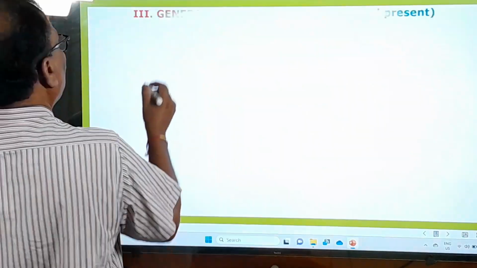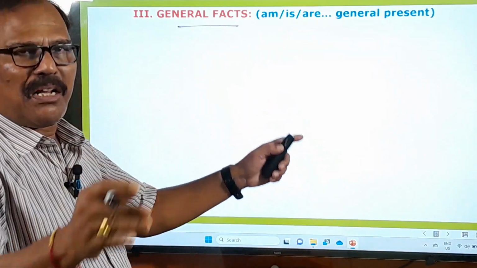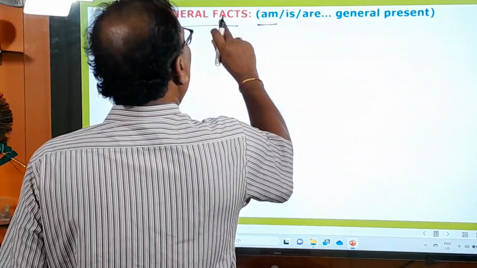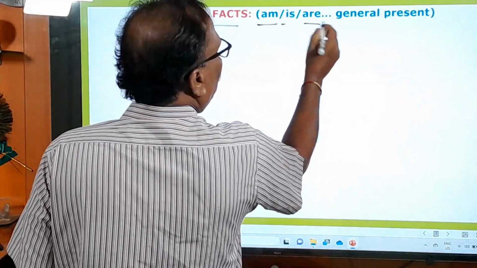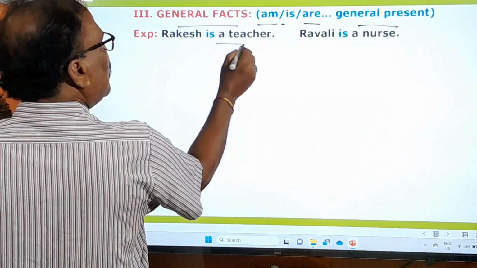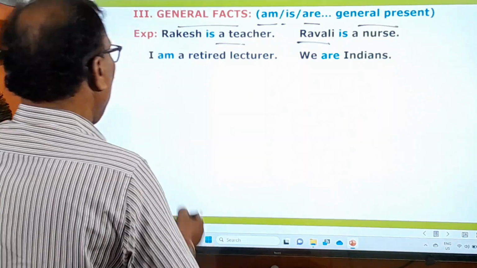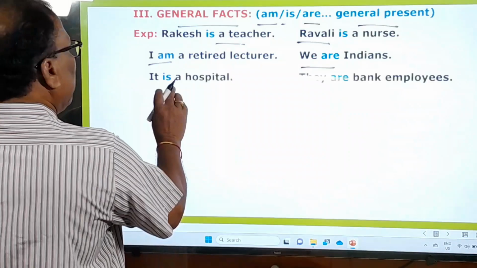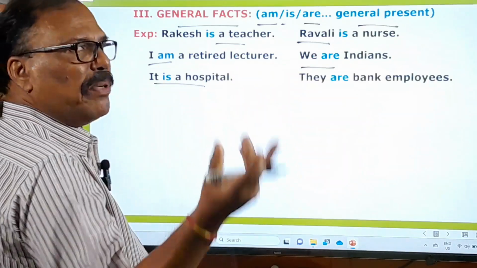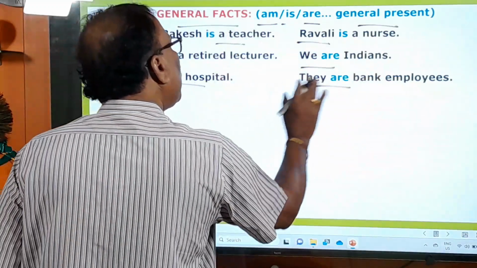Okay, general facts. General facts means ordinary facts. They are expressed with the help of am, is, or are. This is called general present. Okay, Rakesh is a teacher. It's a general fact. And Ravali is a nurse. It's a general fact. I am a retired lecturer. We are Indians. It is a hospital. Whether you believe it or not, it's a hospital. They are bank employees. Okay, these are all general facts.